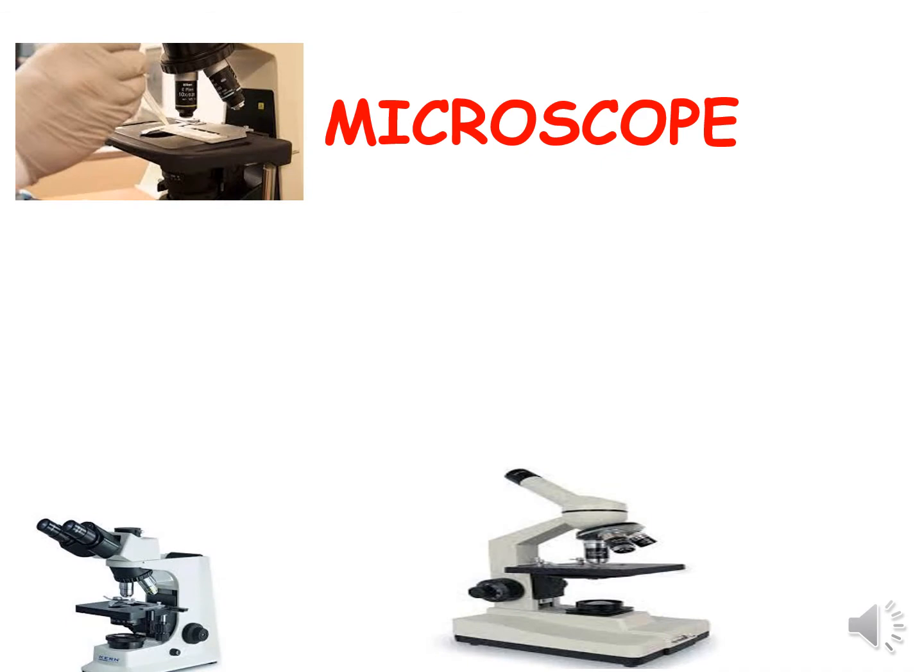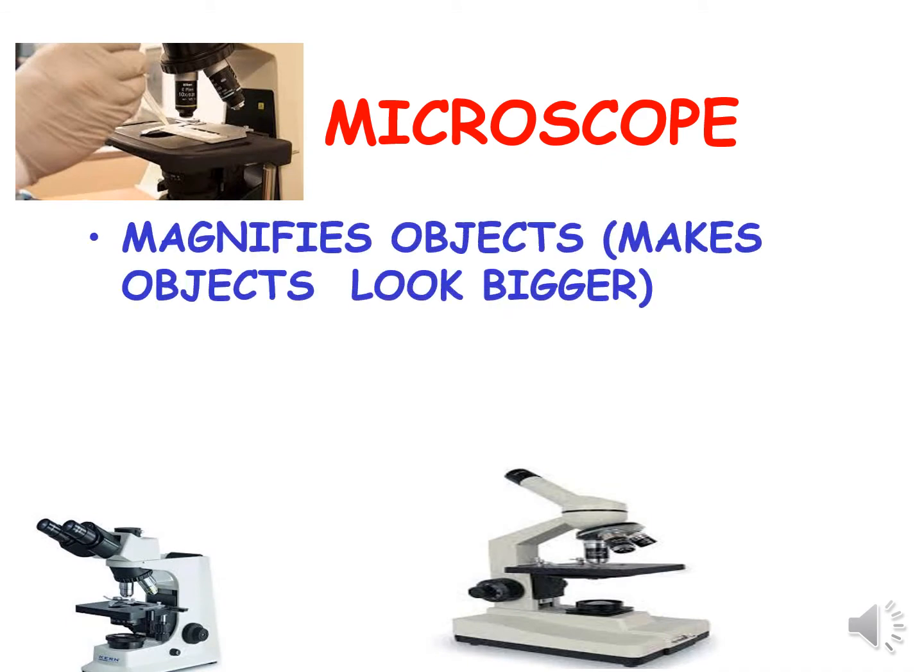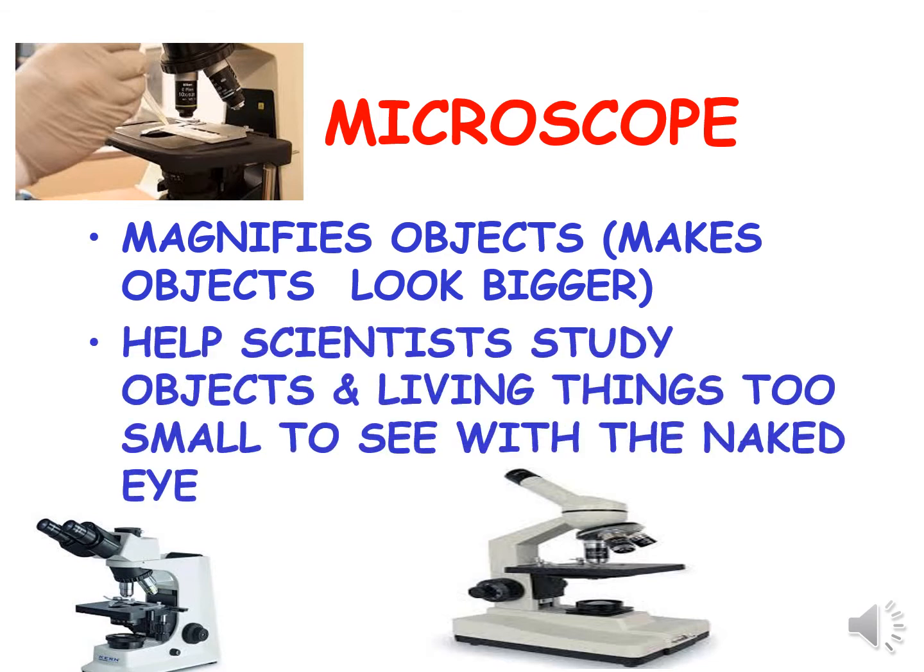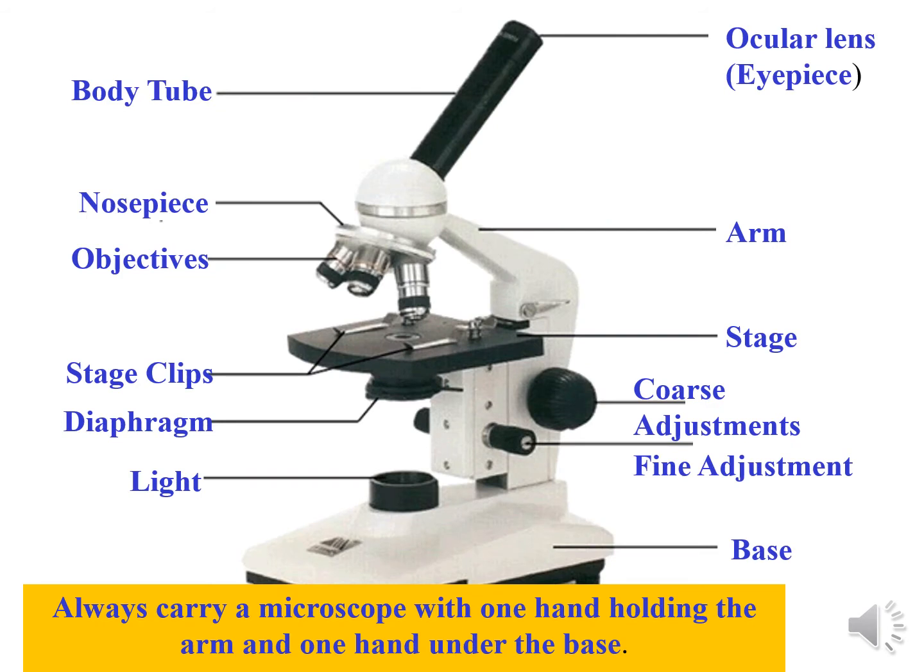Microscope magnifies objects, makes objects look bigger, helps scientists study objects and living things too small to see with naked eyes. Always carry a microscope with one hand holding the arm and one hand under the base.